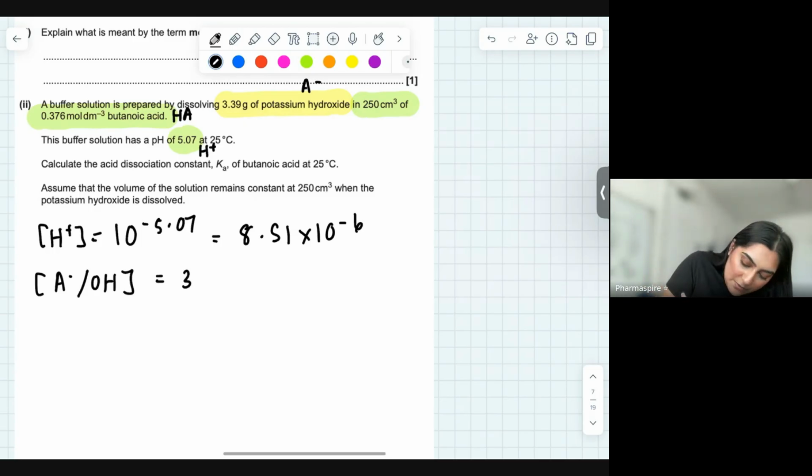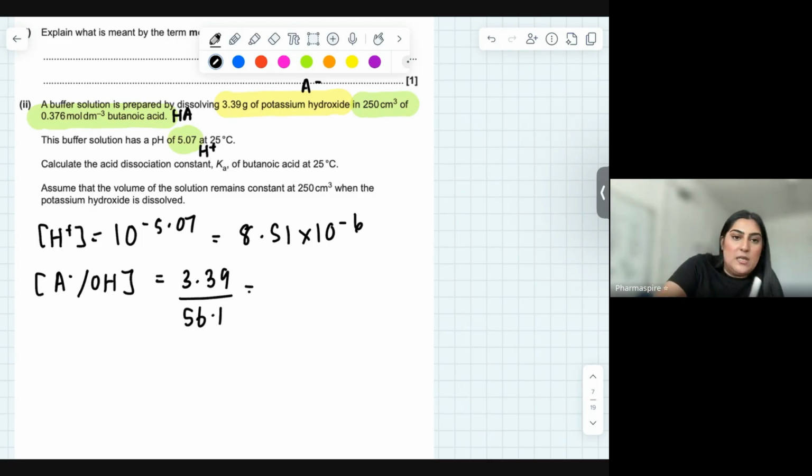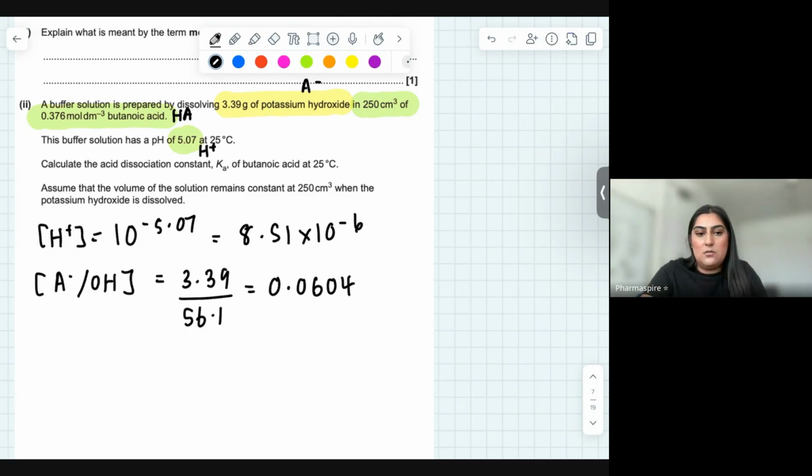So we've got 3.39 grams potassium hydroxide. I think it's like 39 for potassium, isn't it? Yeah, so we've got 56.1. That's also going to give us our moles. The reason why you're putting it as your A minus as well is because it mimics the conjugate. So that's why I like to put it as A minus. So 0.0604.